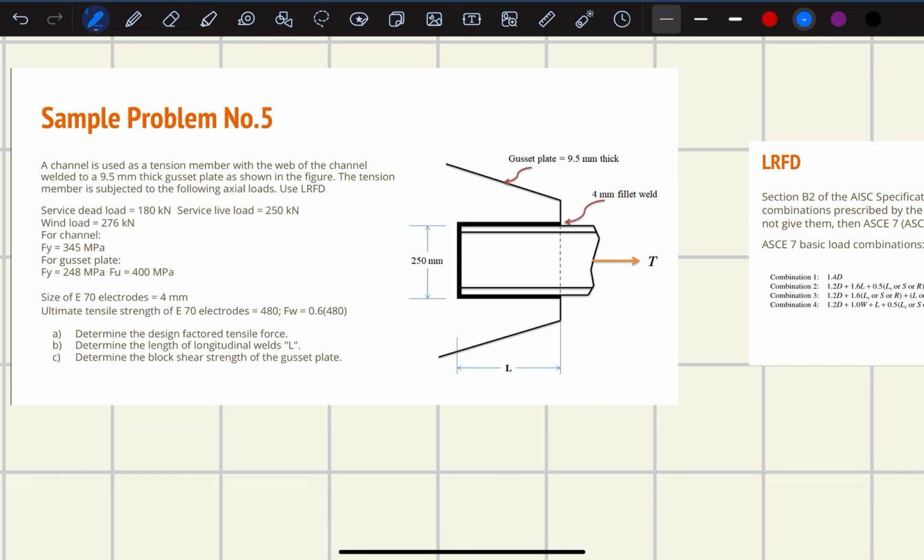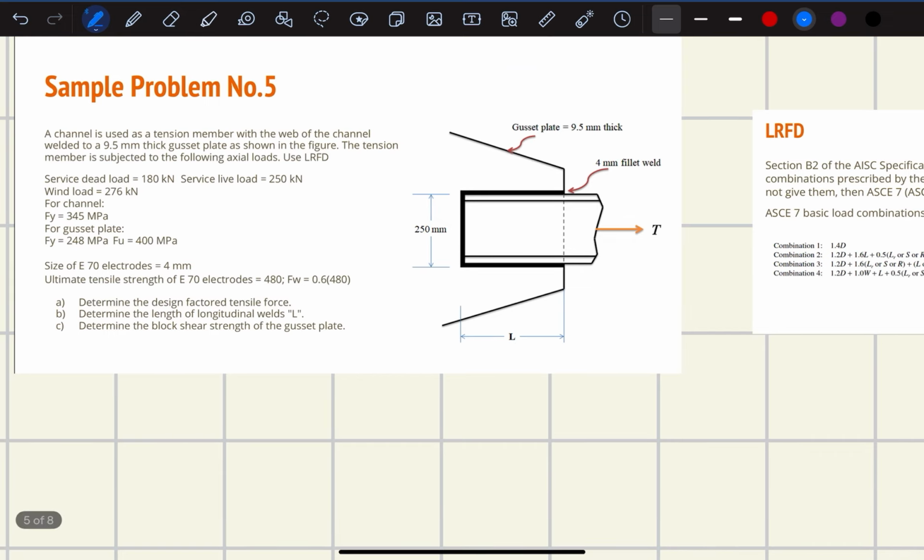Use LRFD. Service dead load equals 180 kN. Service live load is 250 kN. Wind load is 276 kN. For channel, Fy is equal to 345 MPa. For gasket plate, Fy is equal to 248 MPa. Fu is equal to 400 MPa. Size of E70 electrodes is equal to 4 mm. Ultimate tensile strength of E70 electrodes is equal to 480. Fw is equal to 0.6 times 480.